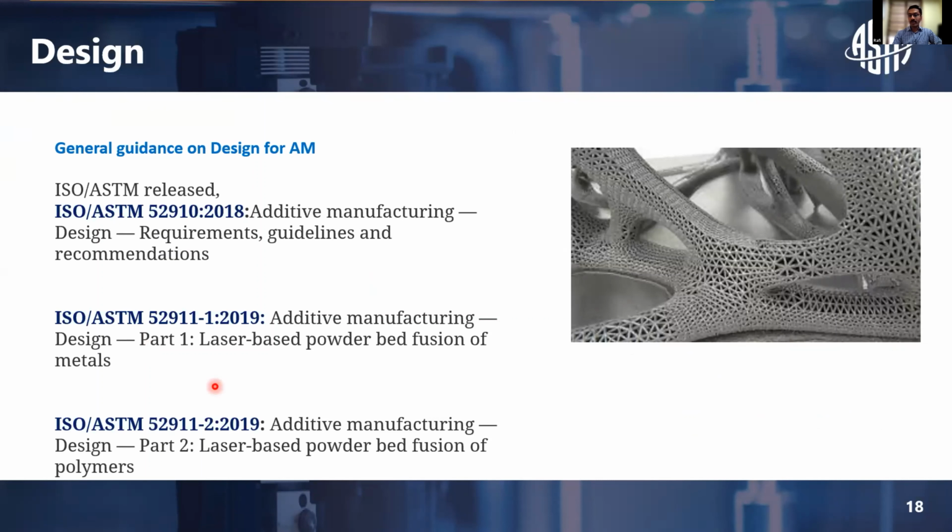And if you are working on polymer powder fusion, then it is ISO ASTM 52911. So again, this is the generic standard. It can be applied for aerospace as well as for other industry applications.